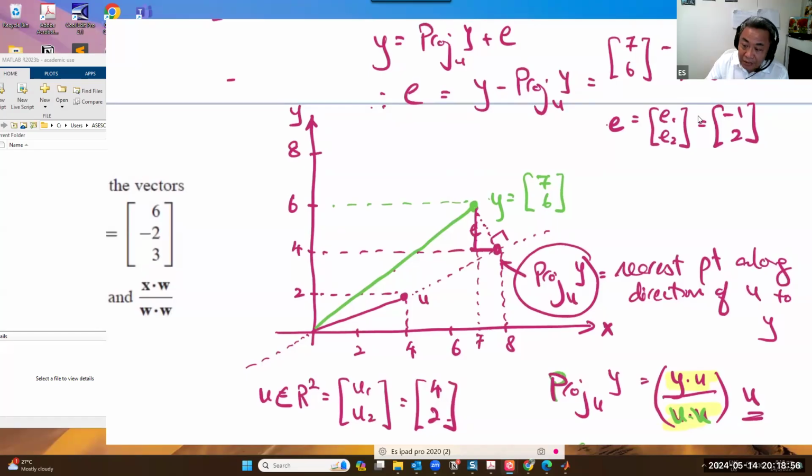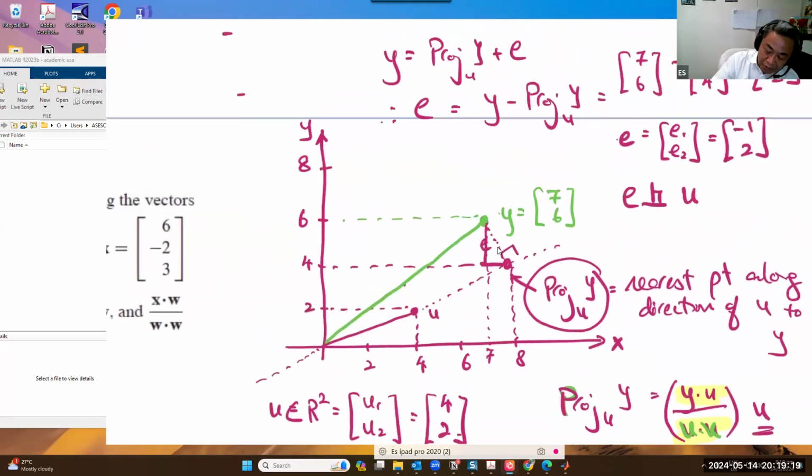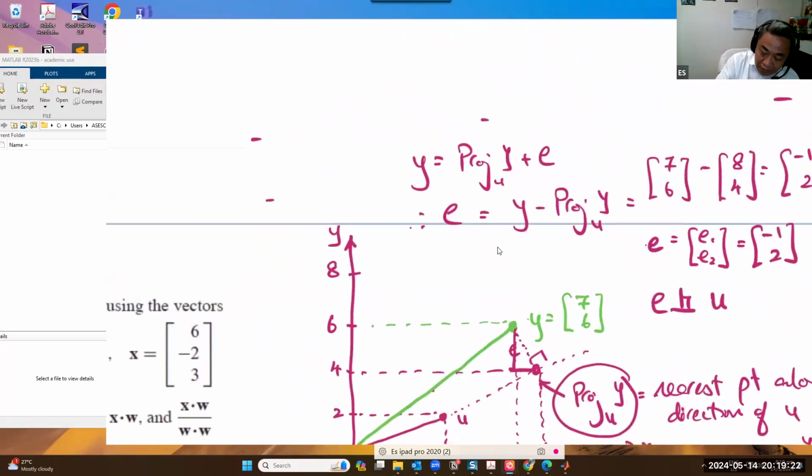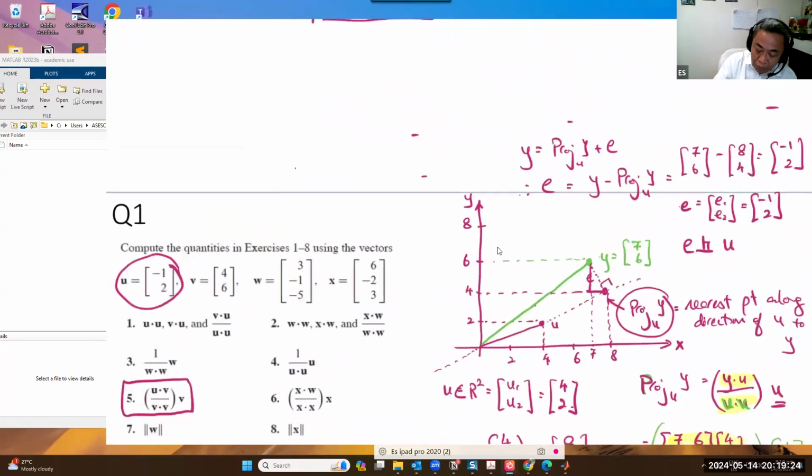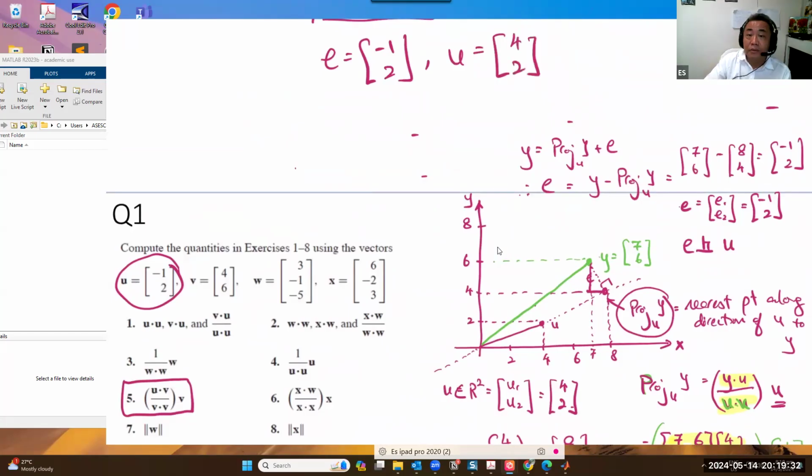And then maybe in the last 2 minutes, I will show you. E is orthogonal to who, guys? Who is e orthogonal to? Can you all answer, please? E is orthogonal to who? U. Very good. E is orthogonal to u, or also orthogonal to this guy. So how do I prove e is orthogonal to u? E is equal to minus 1, 2. What is u? u is equal to 4, 2 in this question.